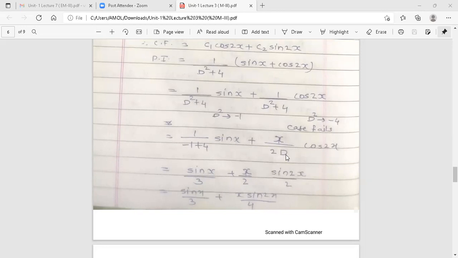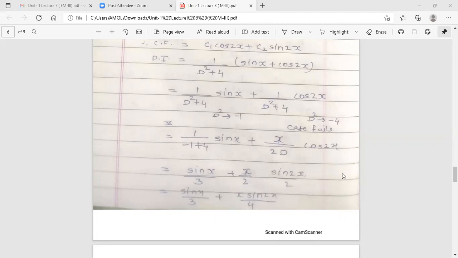Now 1 by d is integration. When d is in denominator, in that case we take integration of the function. So 1 by d of cos 2x means integration of cos 2x, which is sine 2x upon 2, because the coefficient of angle is 2. And this x by 2 as it is. So it is correct. So the answer is sin x upon 3 plus x into sine 2x by 4. 2 2s are 4. So this is your PI.